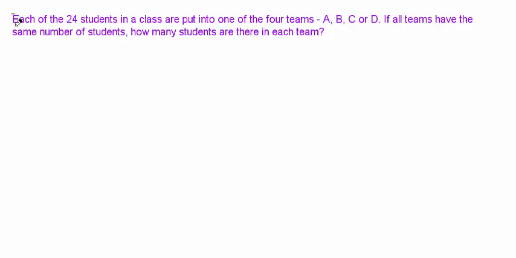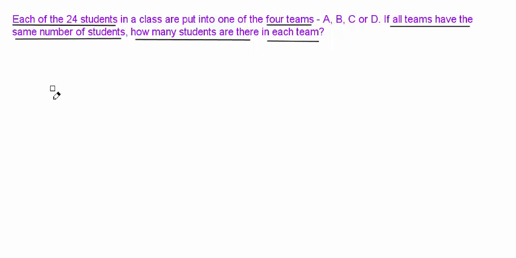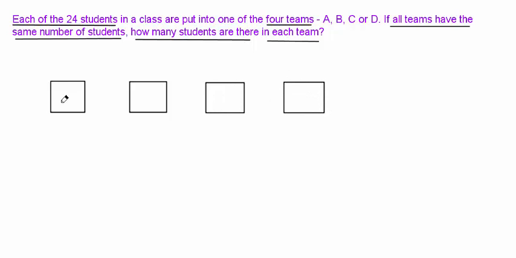Let's try this problem. Each of the 24 students in a class are put into one of the 4 teams A, B, C or D. If all teams have the same number of students, so it's about equal sharing, how many students are there in each team? So there are 4 teams A, B, C and D, and they all have the same number in it.